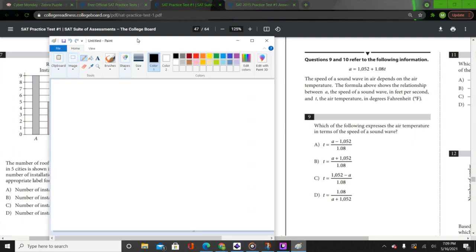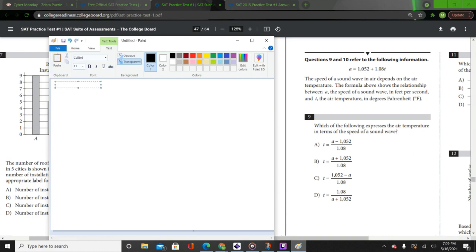A is equal to 1052 plus 1.08t. So I'm just going to write that 1052 plus 1.08t. I do apologize, I forgot to write it up here. Actually, why do I keep writing things out when I can just type things? A is equal to 1052 plus 1.08t.